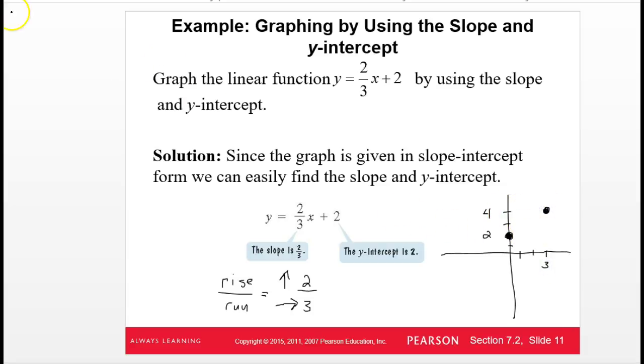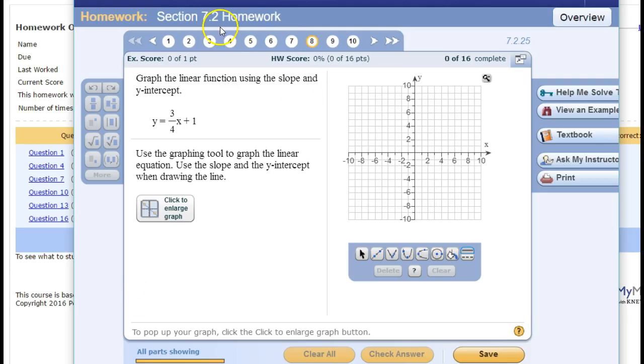Alright, and then I would connect those 2 points with a straight line. Extend that in both directions. Alright, and there's my line. Alright, that's how we're going to use the slope-intercept form to plot a line.